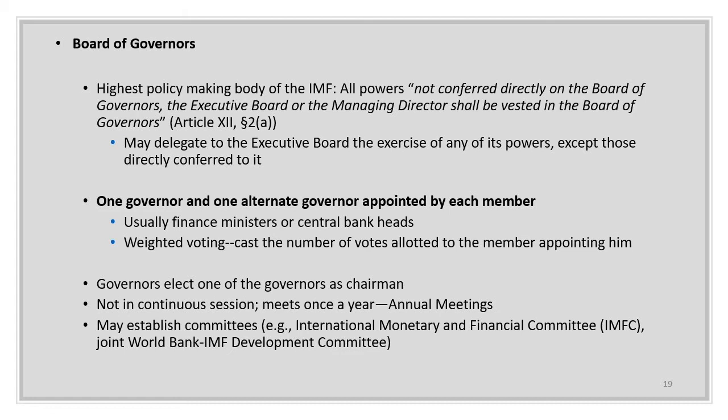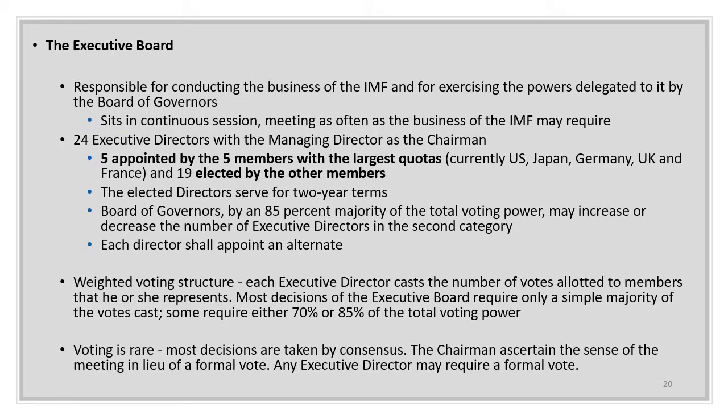Governors elect one of the governors as chairman. It does not meet in continuous session, rather it meets once a year at annual meetings. And it may establish committees, such as the International Monetary and Finance Committee, or the Joint World Bank IMF Development Committee, to perform functions. The next element of organization, the Executive Board, is responsible for conducting the business of the IMF and for exercising the powers delegated to it by the Board of Governors.